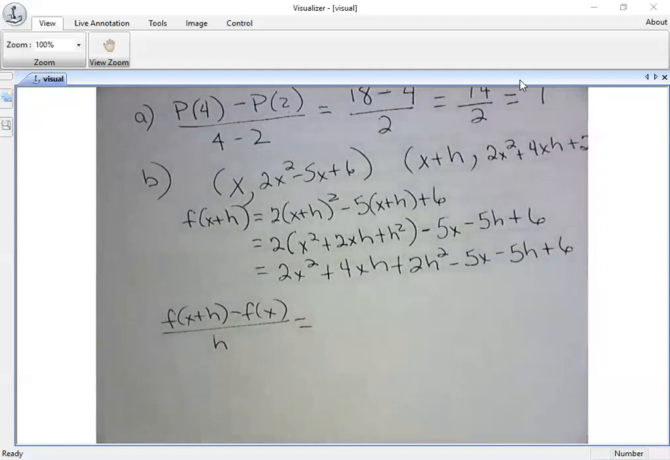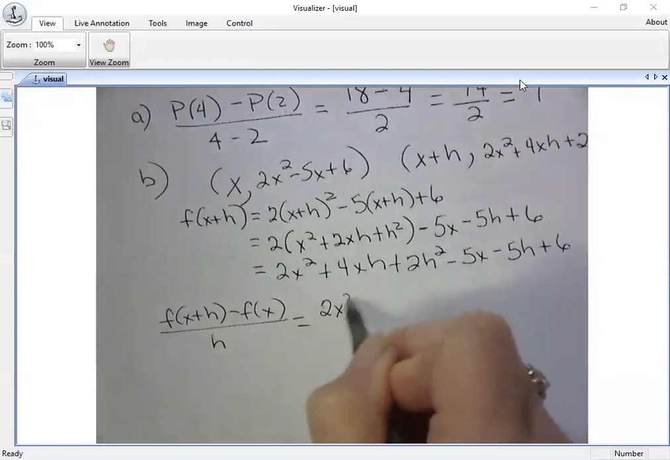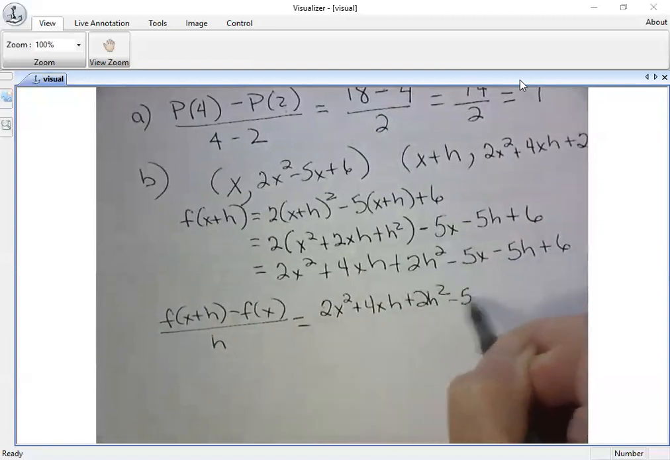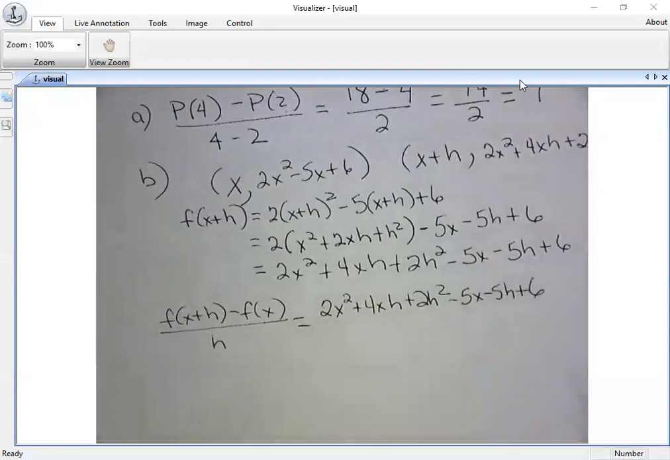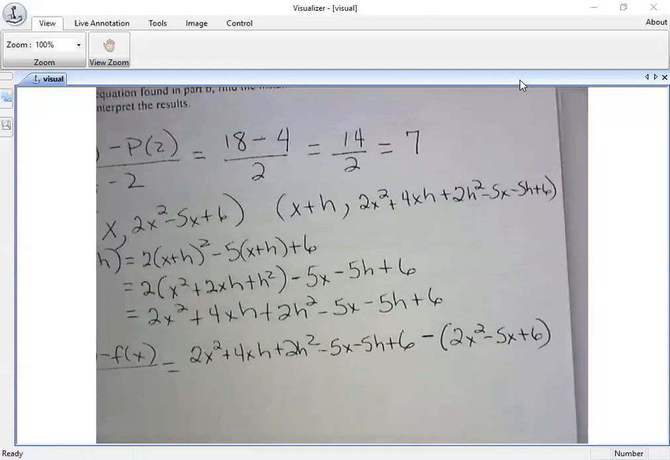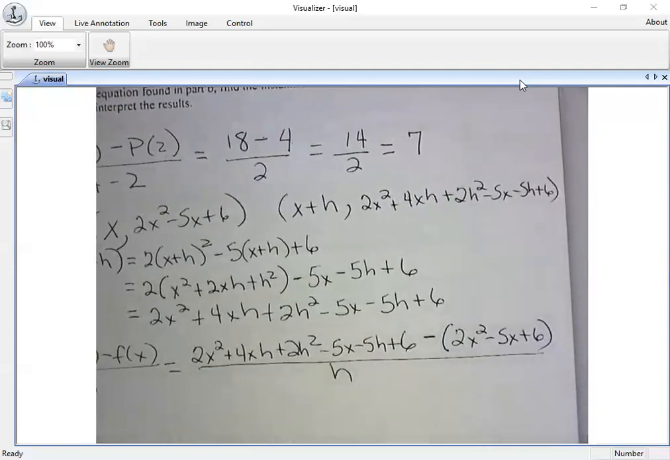Now I got to make sure I copy everything down correctly. Pay close attention to signs. So I'm going to have 2x squared plus 4xh plus 2h squared minus 5x minus 5h plus 6. That's everything from this y value. What do you write now? Minus parentheses. Good. 2x squared minus 5x plus 6. I'm going to close that parentheses, and then all of it goes over h. Okay, you guys clean this thing up.